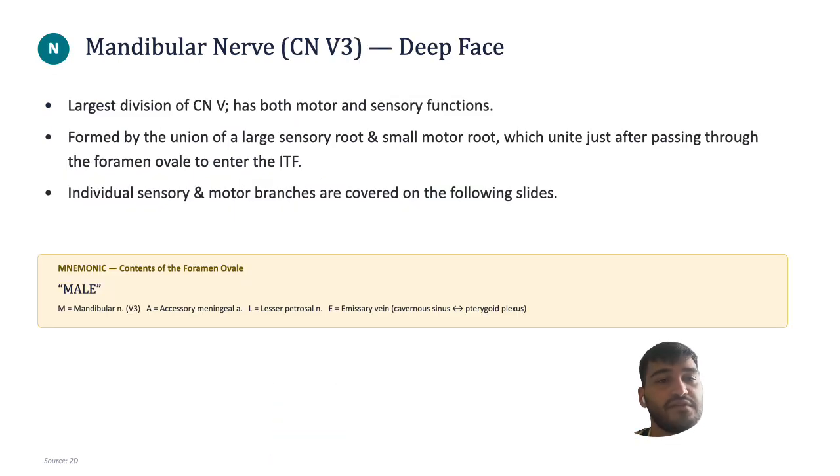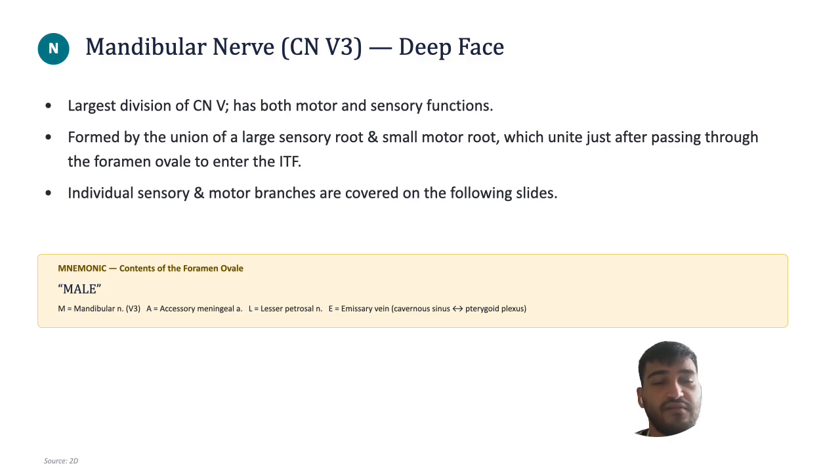And then we have some more innervation with the mandibular nerve, which is the largest division of the trigeminal because it has both motor and sensory functions. It's formed by the union of a large sensory root and a small motor root, which unite just after passing through the foramen ovale to enter the ITF, or infratemporal fossa. Then we have the individual sensory and motor branches, which are covered in the following slides.